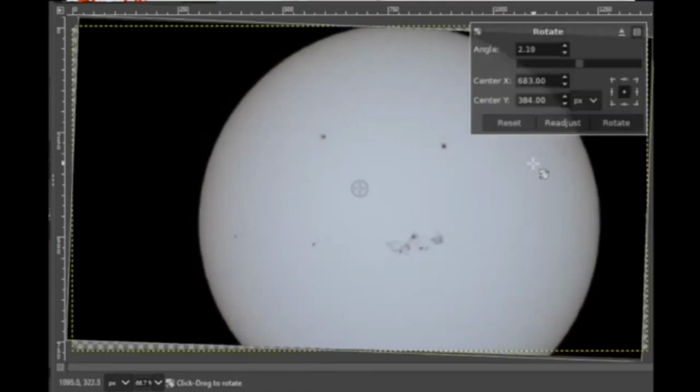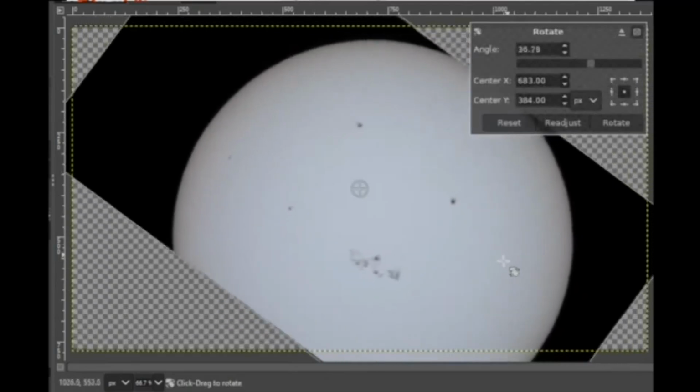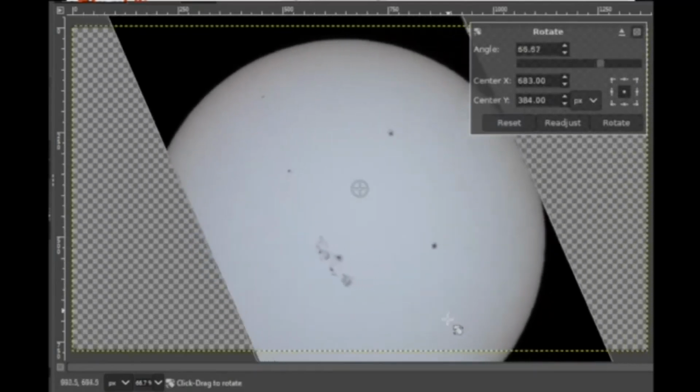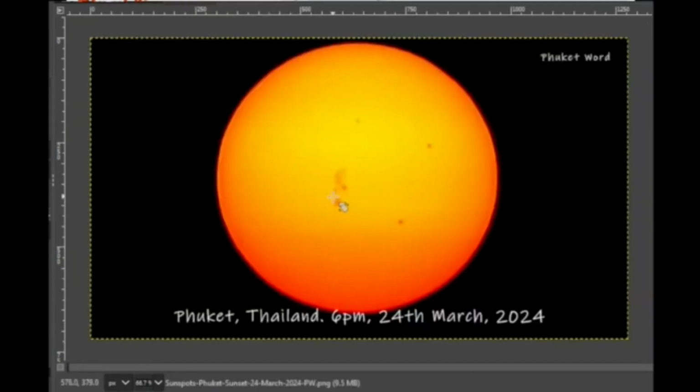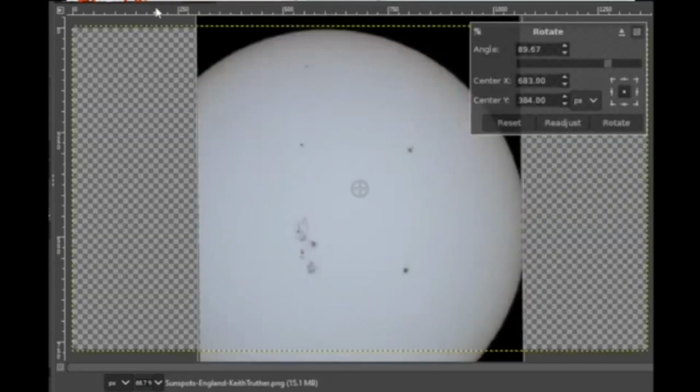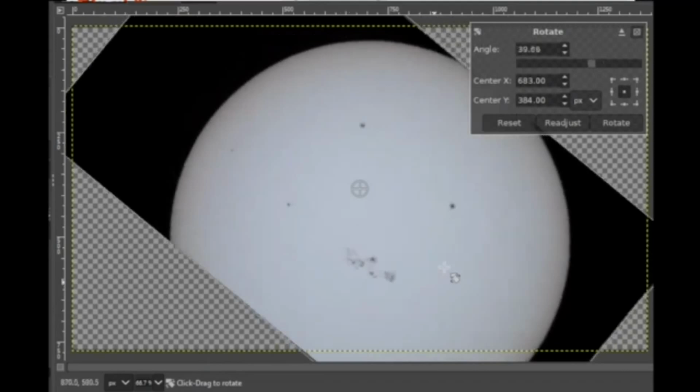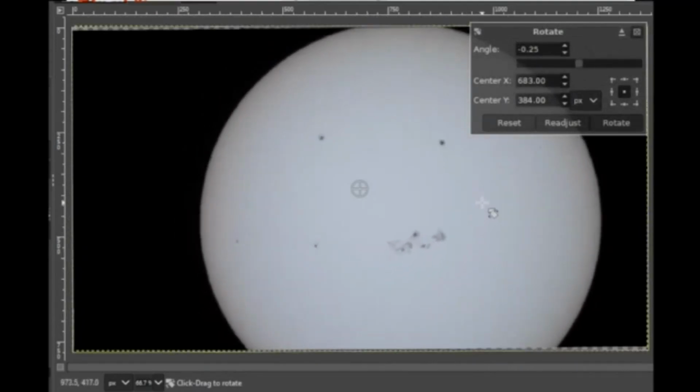I can show this by just going ahead and rotating this clockwise by about 90 degrees, and then we get a similar arrangement with the cluster of sunspots on the bottom left as it was when we saw it from Phuket. Okay, so this rotation or apparent rotation that we see when we observe sunspots on the sun is only seen where the north or south of the equator.